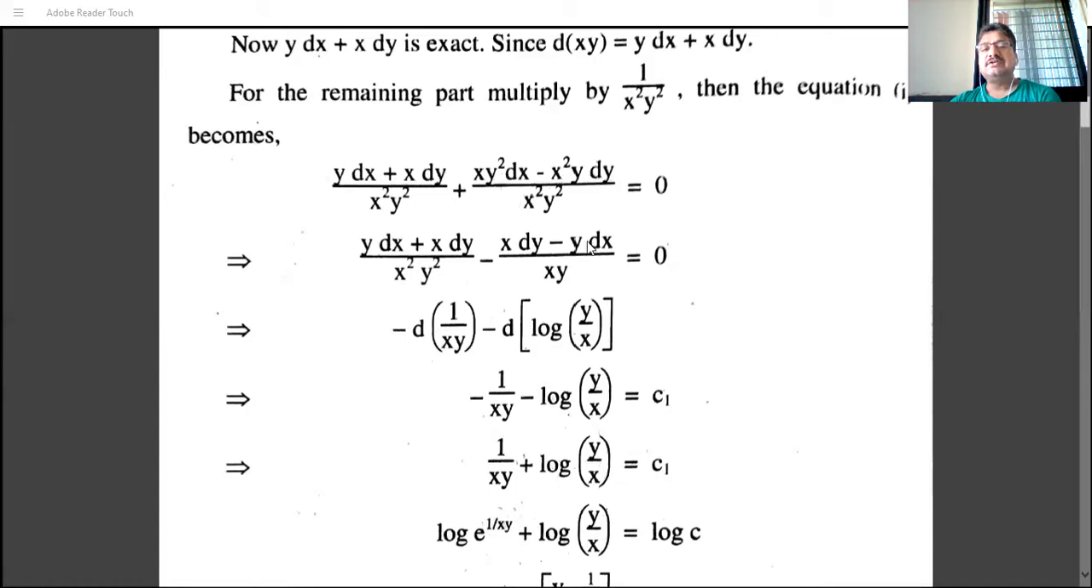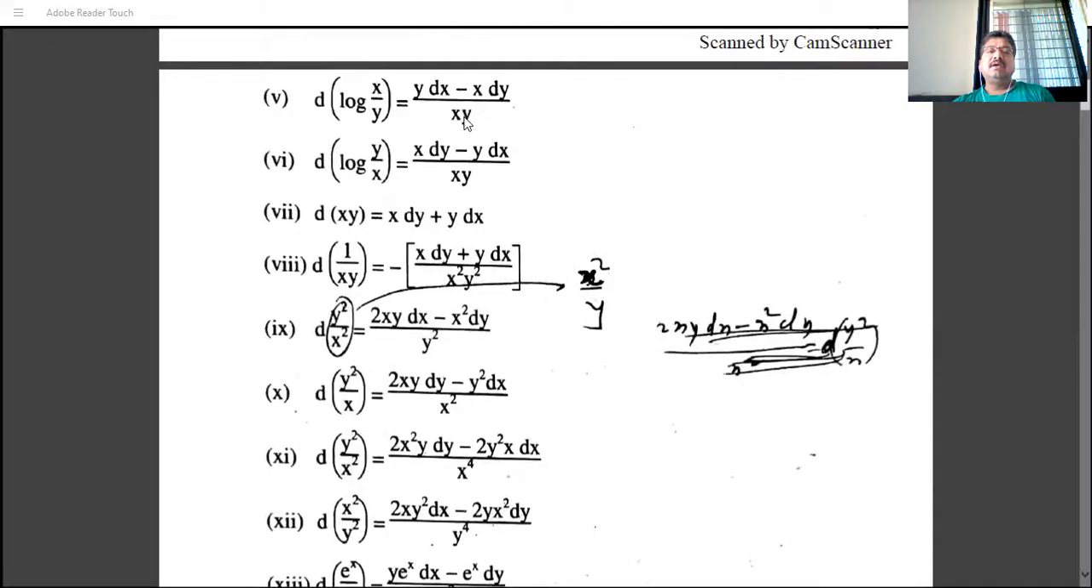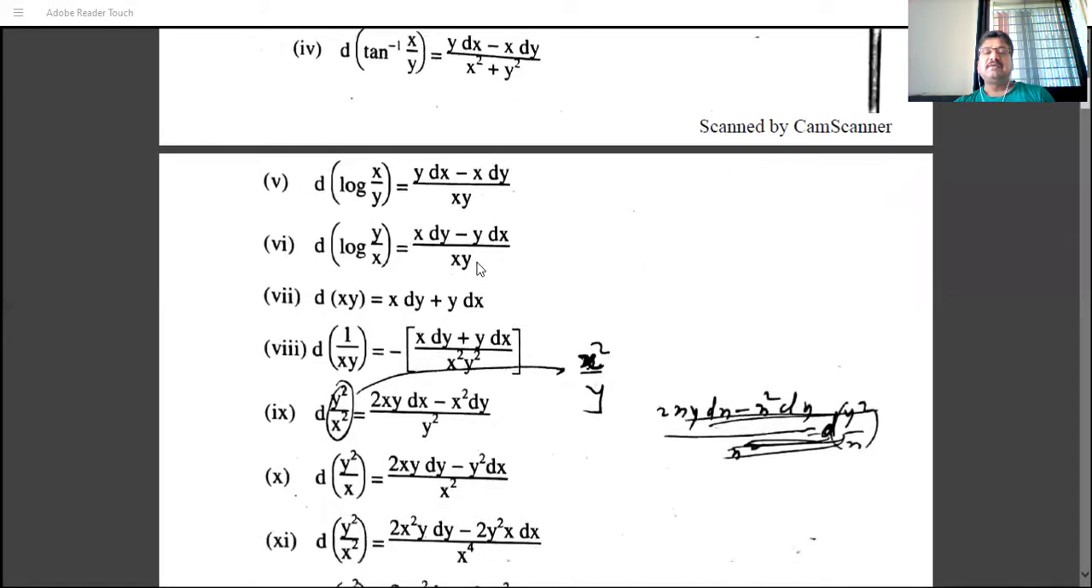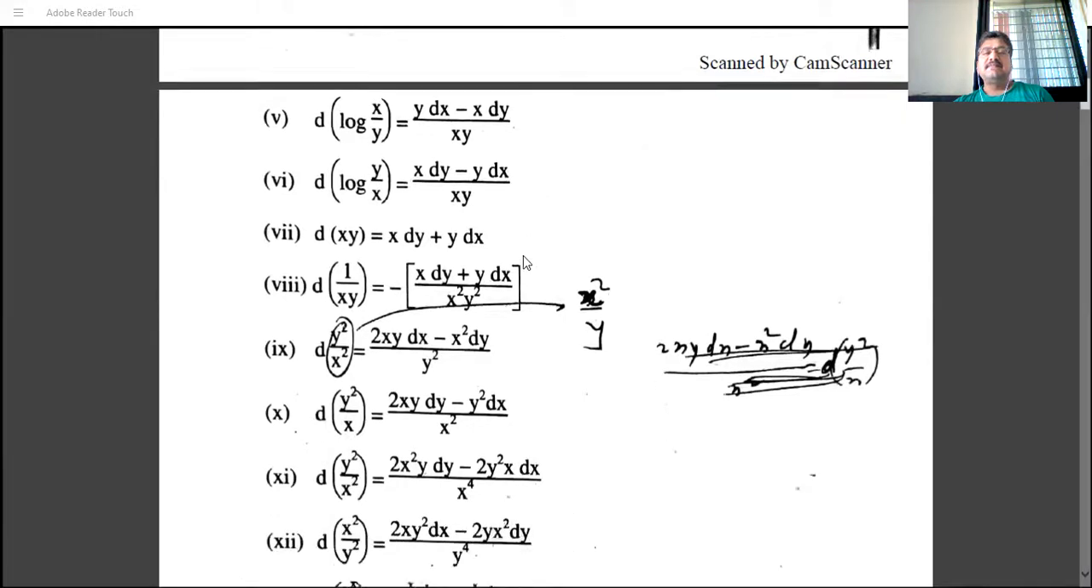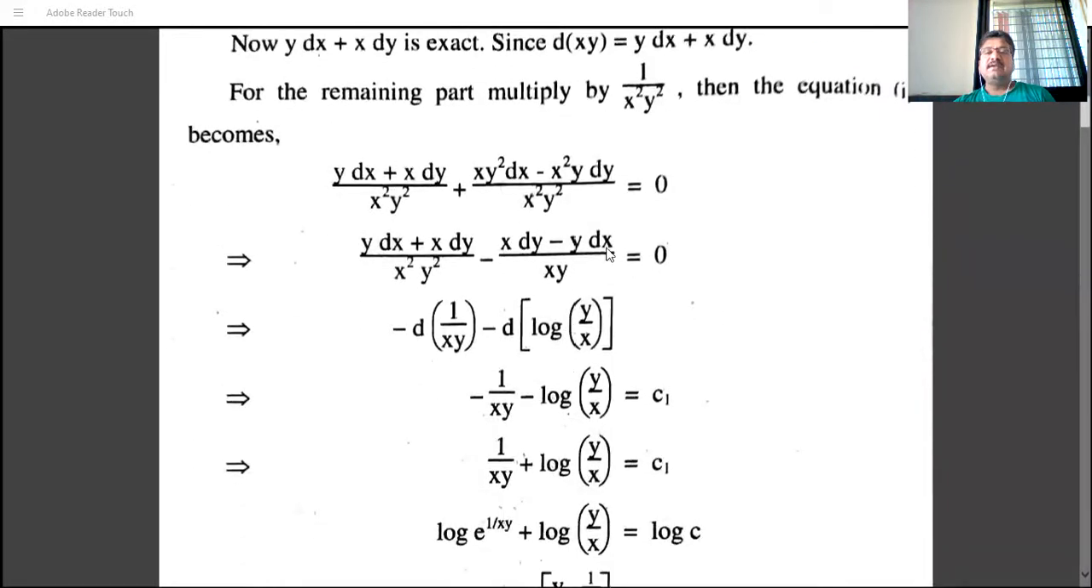So we have x dy minus y dx divided by x into y, by taking the negative sign. This term is negative and this term is positive. So take this term as positive and this term as negative and write the negative sign here. And if you observe, x dy minus y dx divided by x into y is d of log y by x. So x dy minus y dx divided by x into y.